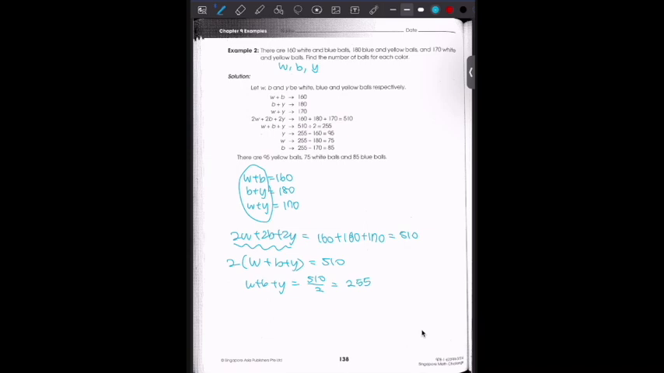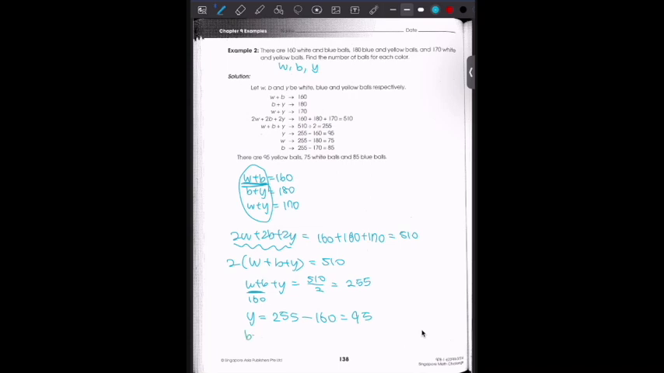Now, since we know that W plus B plus Y equals 255, and we know W plus B equals 160, W plus B is going to be 255 minus Y. Or rewriting that, we know that Y equals 255 minus 160 for W plus B. So that is going to be 95. So Y is going to be 95.